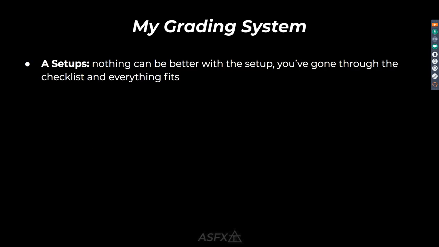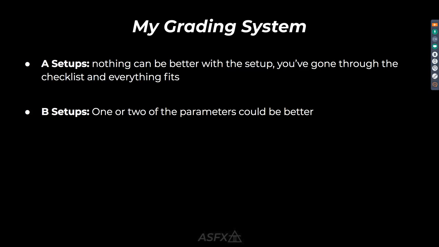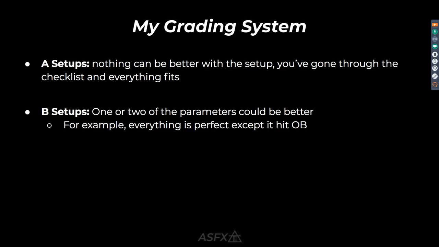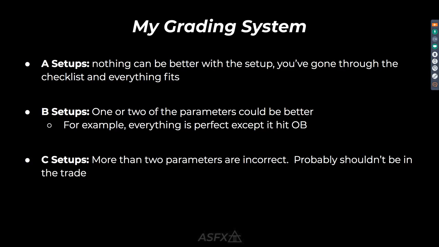So when you break down the grading system, it should look something like this. A setups, nothing can be better. You've gone through the checklist and everything fits. Everything looks good, right? B setups are going to be where 1 or 2 of the parameters could be better. For example, everything looks good, ADR is good, EMAs are good, TDI is good, price action's good, outside the box, everything is good, but maybe it's overbought, right? That's something where maybe you have a B setup. Or maybe the EMAs aren't in full trend, but everything else is perfect. That's a B setup. C setups, that's where 2 or more of the parameters are out of line.